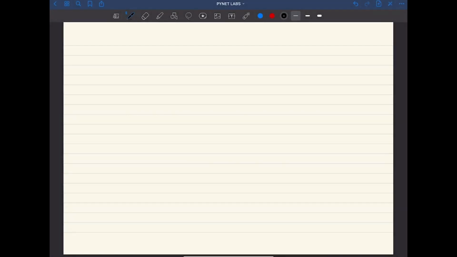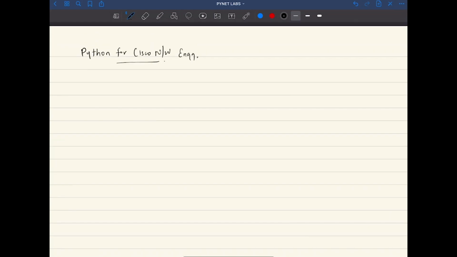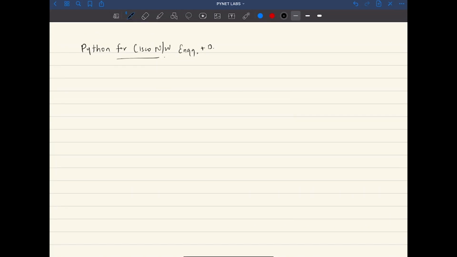The course that we are here for, of course, is Python for Cisco Network Engineers. And we have combined it with the curriculum of DevNet Associate as well. So that's kind of a combination course that we're going to have.